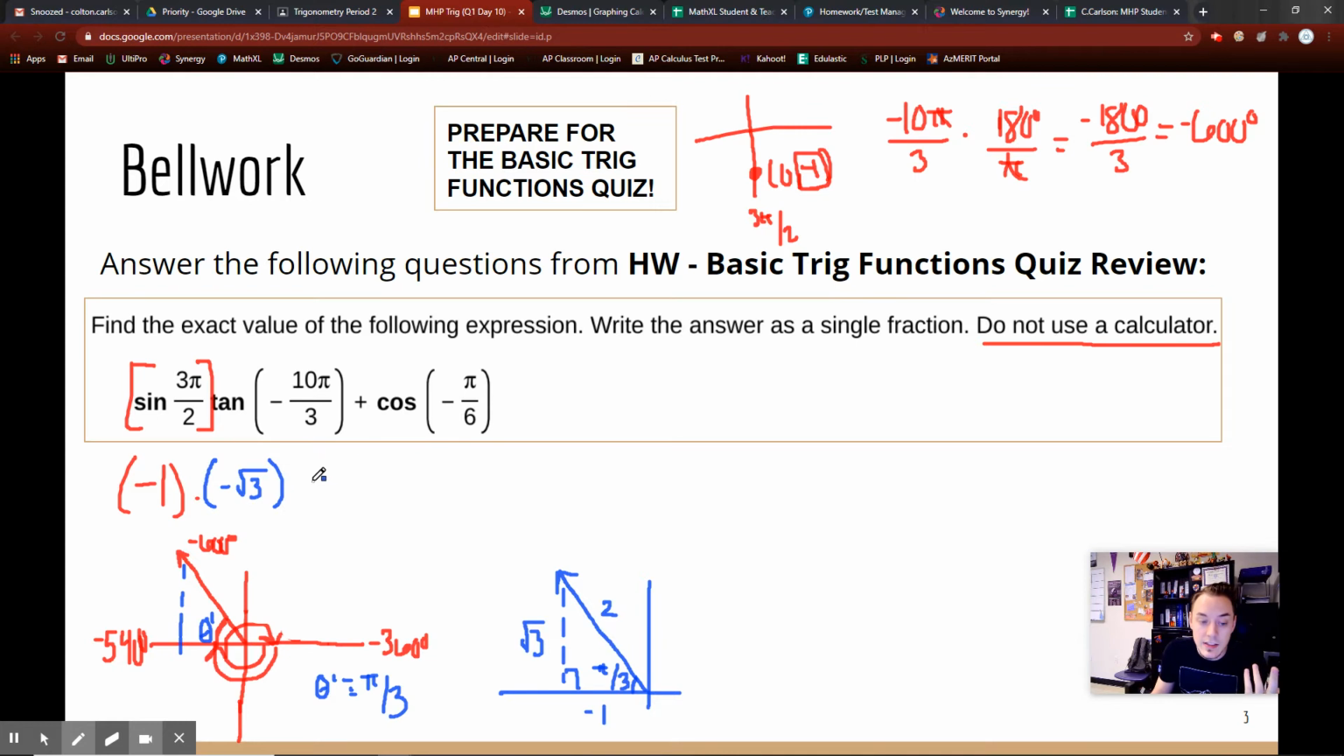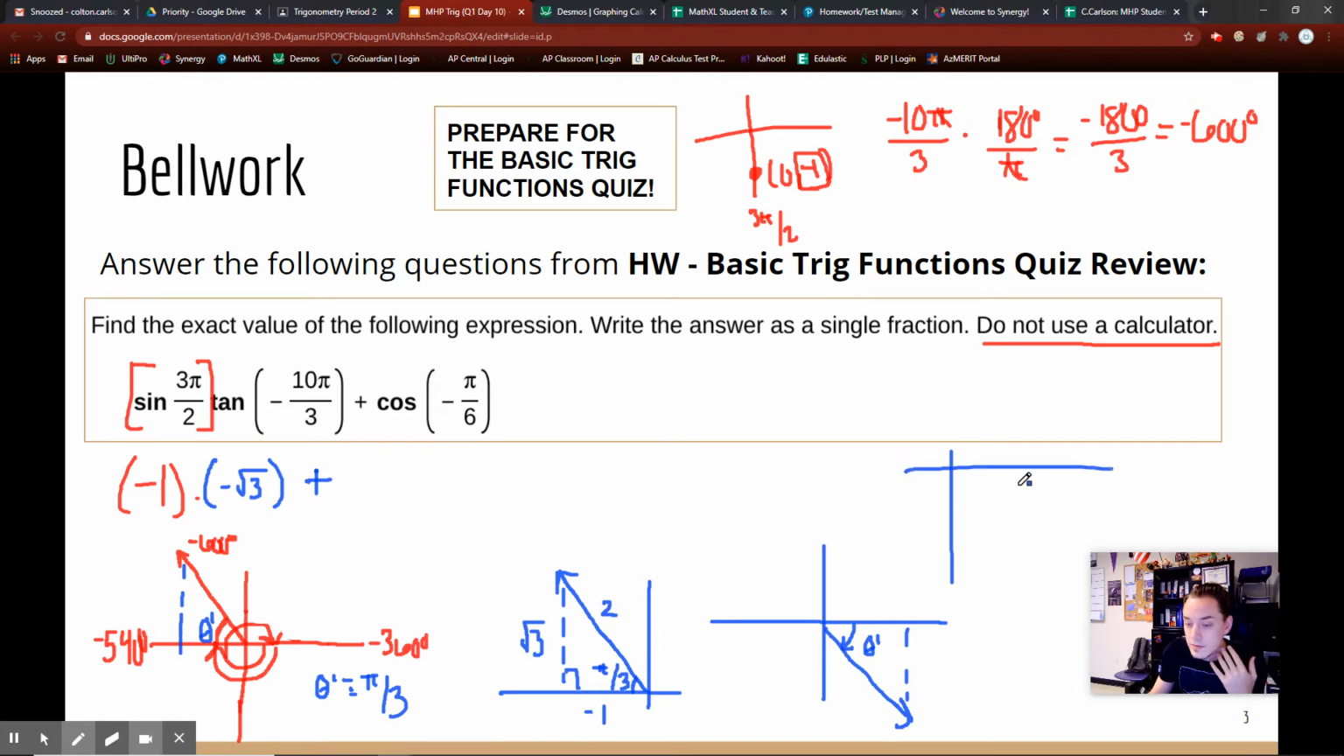Okay. Now this is plus cosine. So now let's build this. Plus negative cosine of negative pi over 6. So that means it just goes down here. This is negative pi over 6, which just means my reference angle is just really easy. It's just pi over 6. So now let me build my actual triangle there, kind of explode it a little bit better. So this is pi over 6.